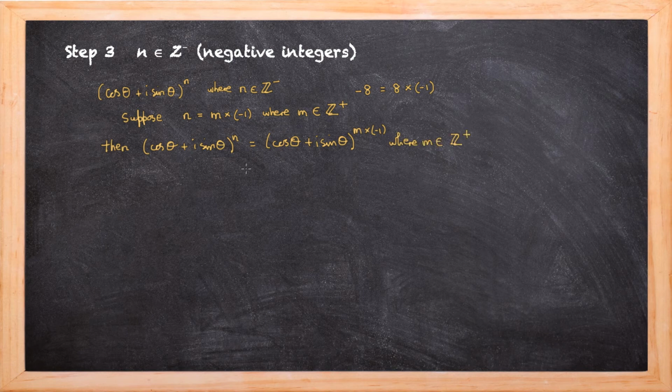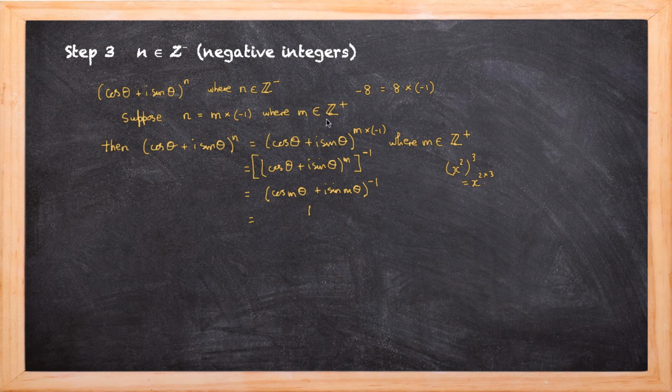Now another fact about indices, when we're multiplying indices, let's remember x squared cubed. That's x to the power 6. We multiply the 2 and the 3 together, so we can rewrite this as (cos theta plus i sine theta) to the power m, and all of that raised to the power negative 1. Now look at (cos theta plus i sine theta) to the power m. M is now a positive integer, so we can use de Moivre's theorem because we've proved that for positive integers. So that becomes (cos m theta plus i sine m theta) to the negative 1.